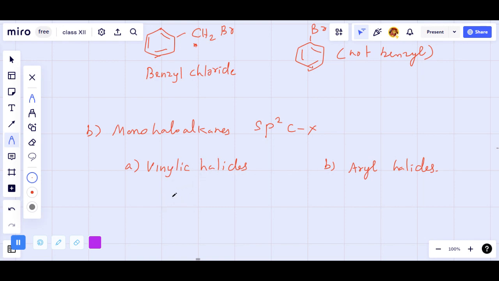So what is vinylic halide? These are the compounds in which the halogen atom is bonded to an sp2 hybridized carbon atom of a carbon-carbon double bond.